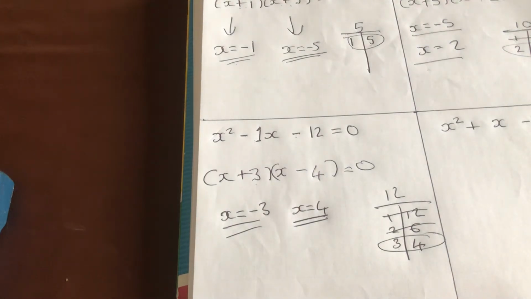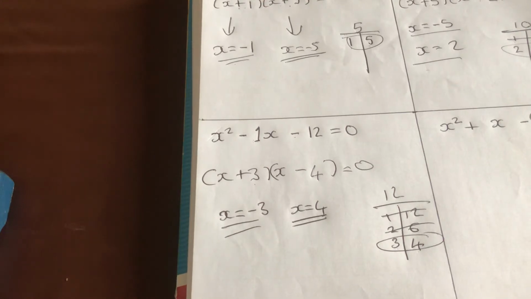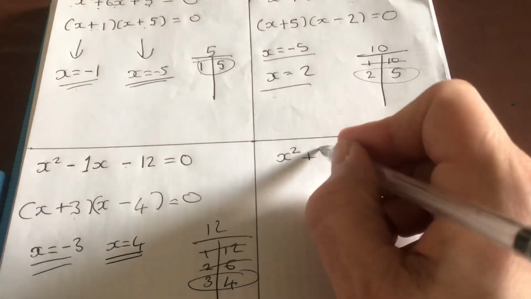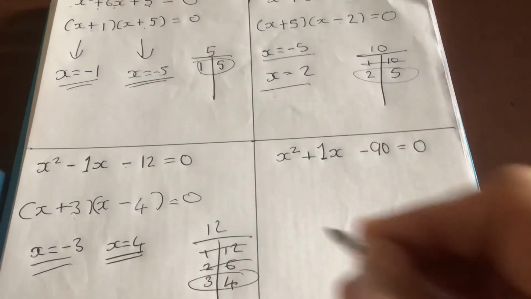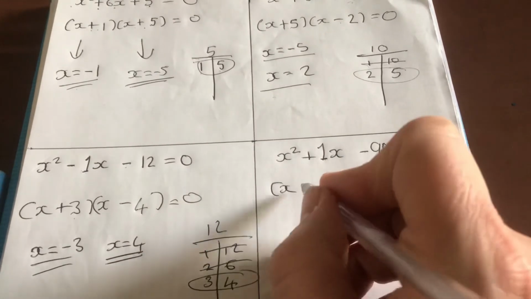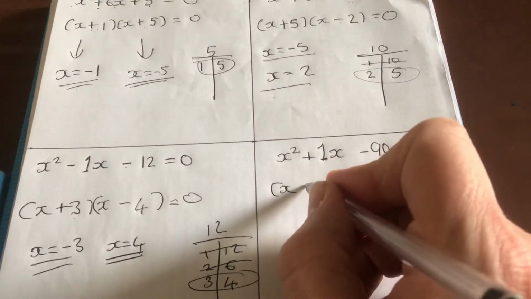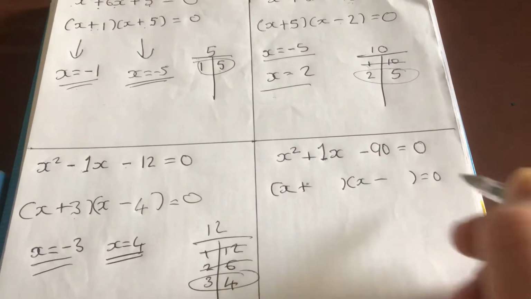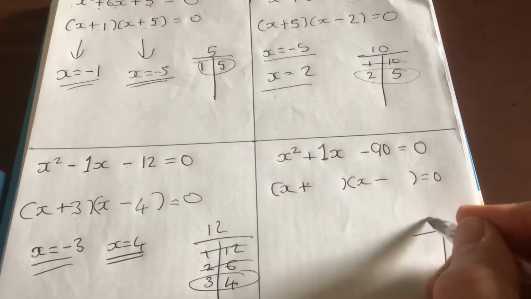There you go. Have a look at what's been done. You're going to see similar ones to that when you do your practice. Make sure you know what you're doing. X squared plus x minus 90 equals 0. Let's put a 1 there. It's always good practice. Now that's a negative, so I'm going to have x plus something, x minus something equals 0. Well, 90, there's quite a few, aren't there?